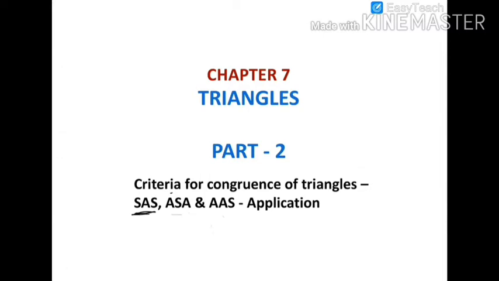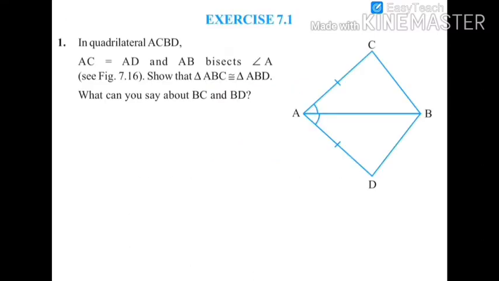In today's video class, we will apply these criteria in proving some triangles congruent, in questions of exercise 7.1. Question number 1. In quadrilateral ACBD, AC is equal to AD and AB bisects angle A. Show that the two triangles ABC and triangle ABD are congruent.